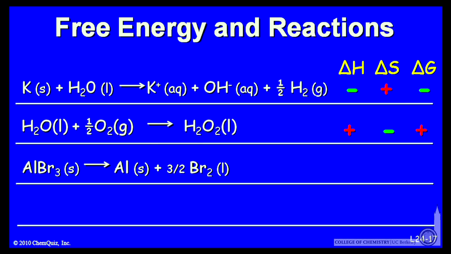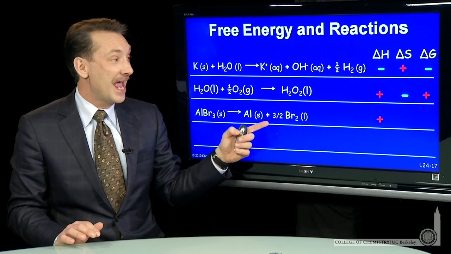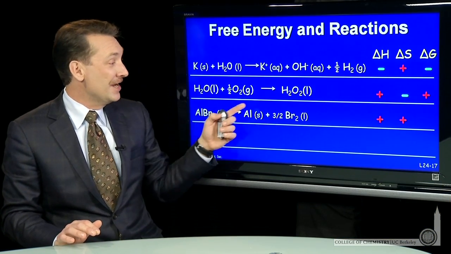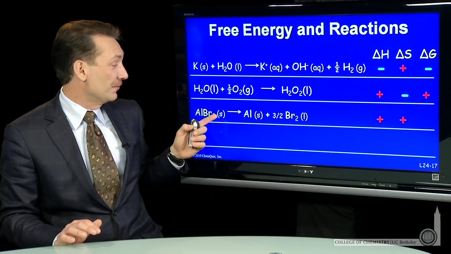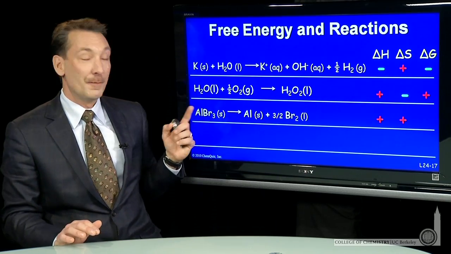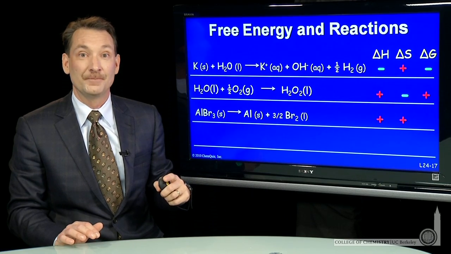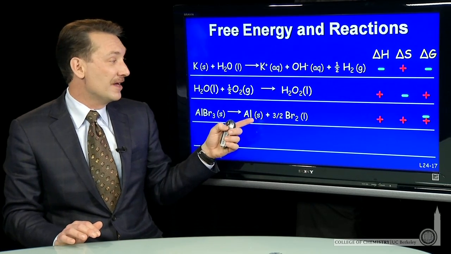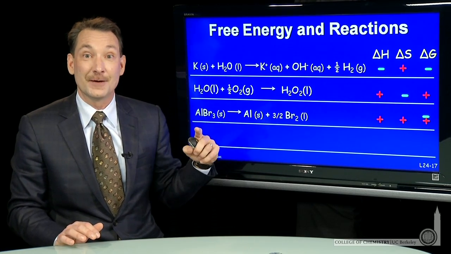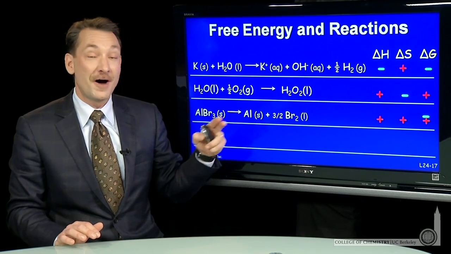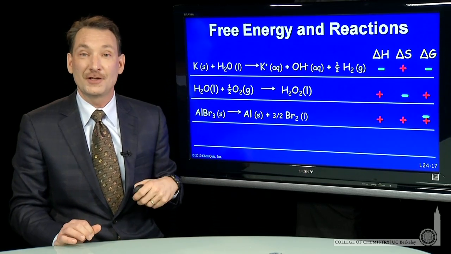Here's aluminum bromide solid breaking down into aluminum and bromine liquid. In this case, you have absorbing energy and an entropy that's positive. You're forming a liquid from a solid, so you'd expect an increase in entropy. So this will be favored at high temperatures and unfavorable, delta G will be positive, at low temperatures.